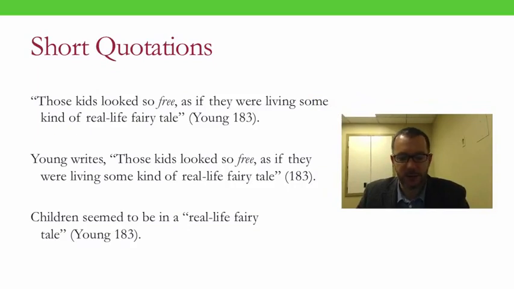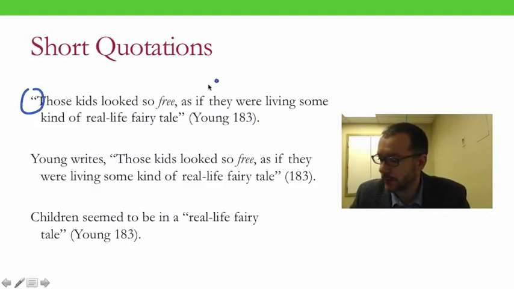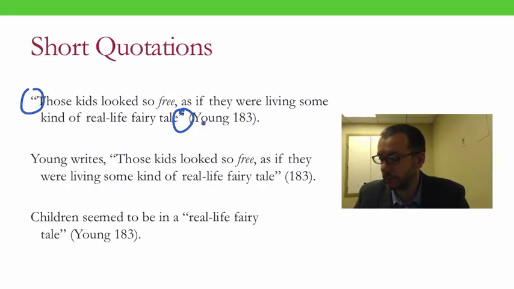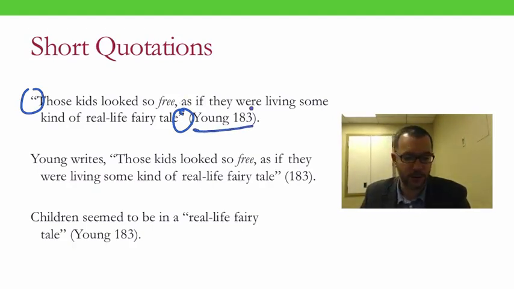Short quotations, fewer than 4 typed lines of prose or fewer than 3 lines of verse, should be enclosed within double quotation marks, such as these. The quotation is followed by parentheses that enclose the author's name and the page number on which the quote appears. So here we have our author and the page number from the book it's citing.